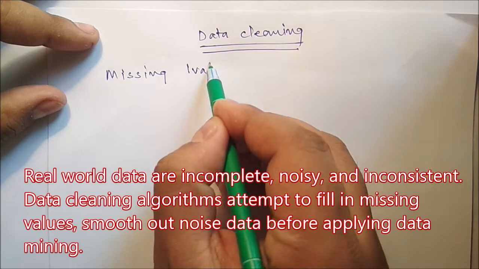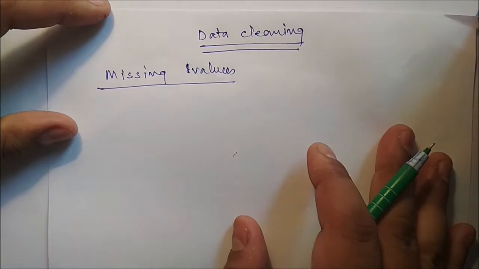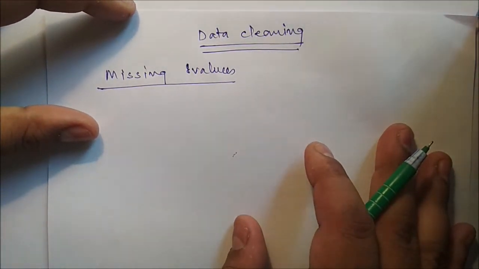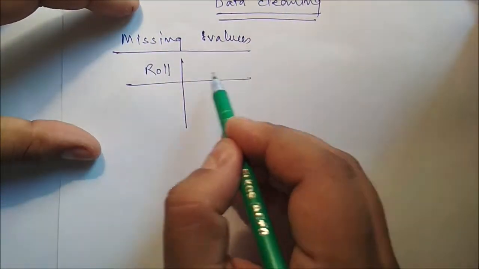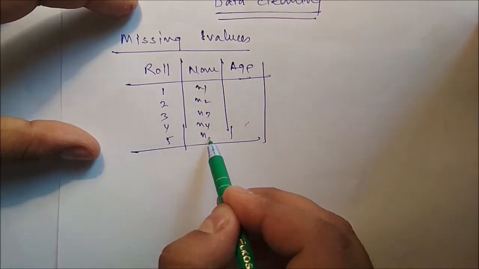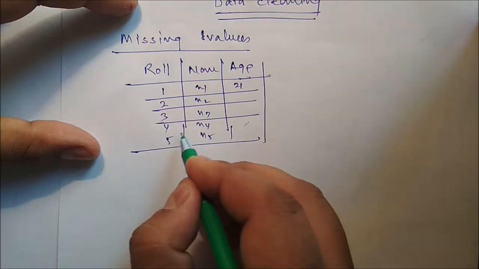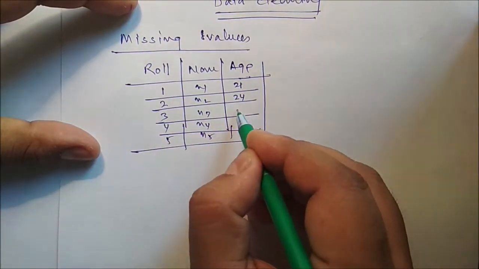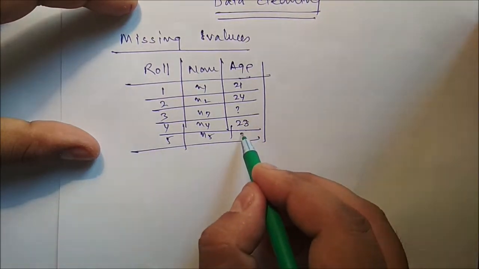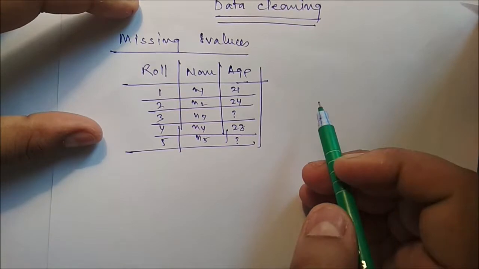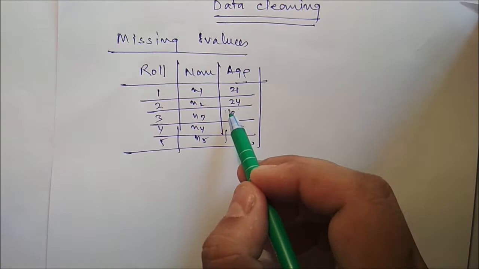Missing values or missing data. Many tables or rows have no value. For example, we have a student database with roll numbers and ages: 21, 24, nothing is there, 23, and missing. So here the age is not there, so the values are missing.